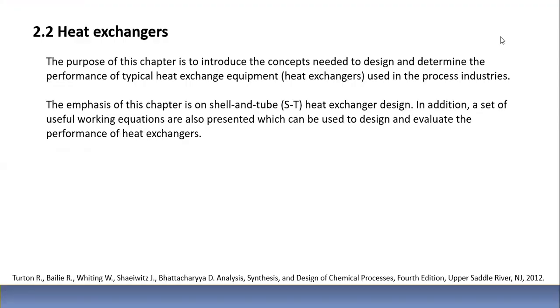Heat exchangers. The purpose of this chapter is to introduce the concepts needed to design and determine the performance of typical heat exchange equipment used in the process industries. The emphasis of this chapter is on shell and tube heat exchanger design. In addition, a set of useful working equations are also presented which can be used to design and evaluate the performance of heat exchangers.